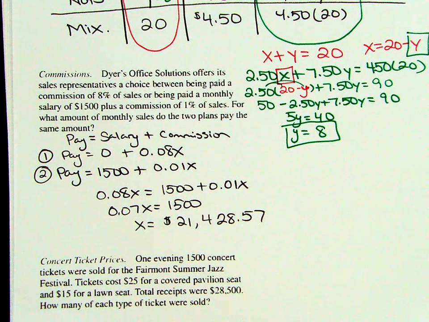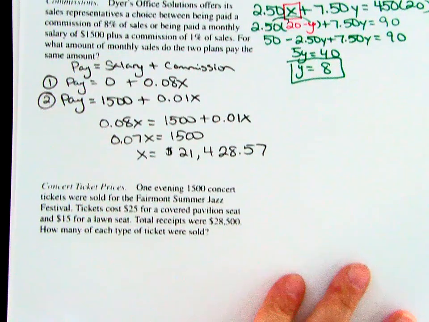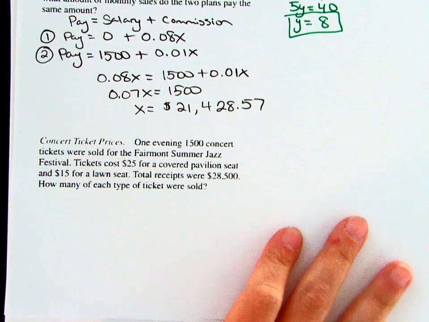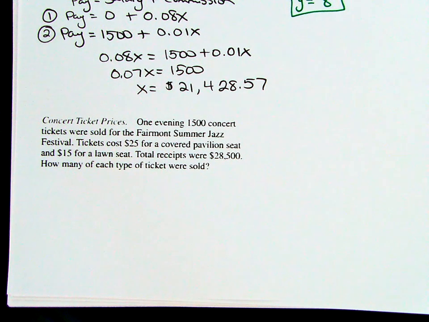All right, we still got 3 minutes. We can do it. Concert tickets. Here we go. Ready? One evening, 1,500 concert tickets were sold for the Summer Jazz Festival. The tickets cost $25 for a covered pavilion seat and $15 for a lawn seat. The total receipts were $28,500. How many of each type of ticket were sold?